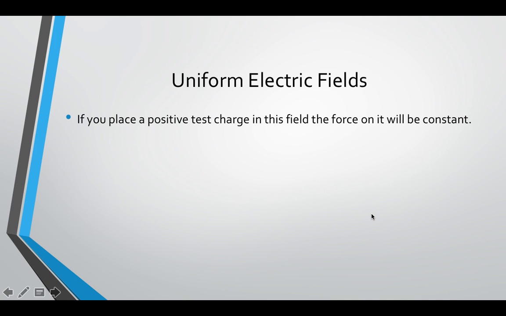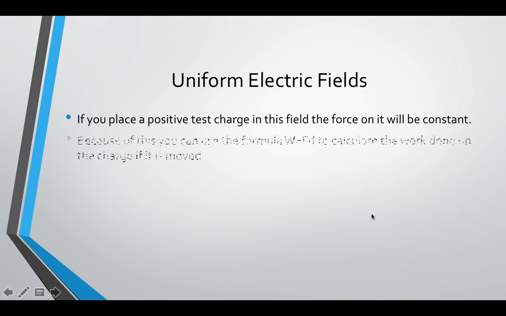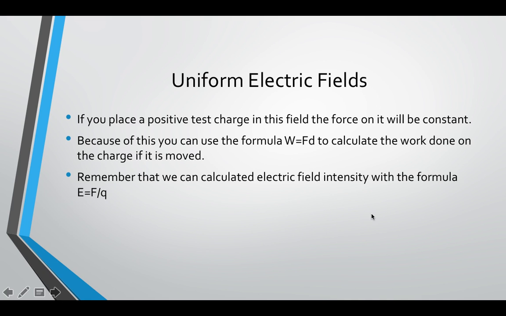If you were to place a positive test charge in this field, the force on it would be a constant force. Because of this, you can use the regular work formula, work is force times distance, to calculate the work that's done on this charge if it were to be moved. We could also still use the formula E equals F over Q, the electric field strength is equal to the force divided by the charge, to calculate the electric field's intensity between the two plates at any point.